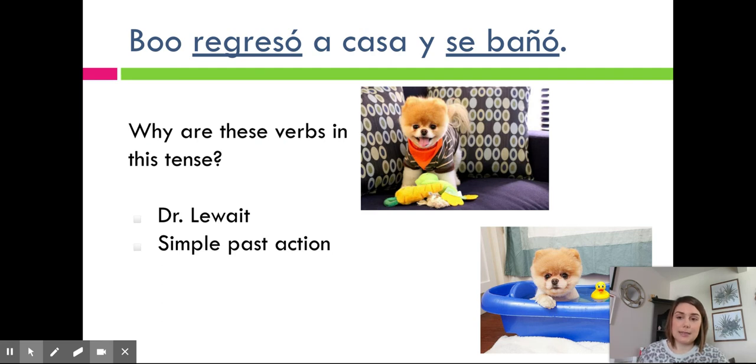And let's finish up our sentence here. Why are these verbs in this tense? Boo regresó a casa y se bañó. Is it Dr. LeWade or are these simple past actions? Muy bien. They are simple past actions. He returned home and he took a bath, right? Two simple actions that start and end at a specific time in the past. They weren't ongoing and they kind of just finish off our sentence. So, had a good party. His friend left. He got sad, so he went home and he took a nice long bubble bath.